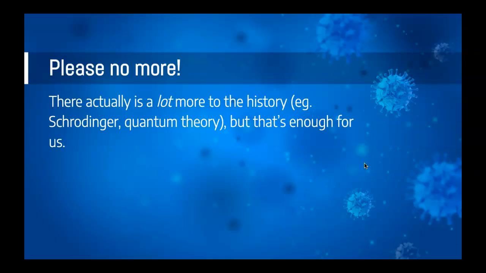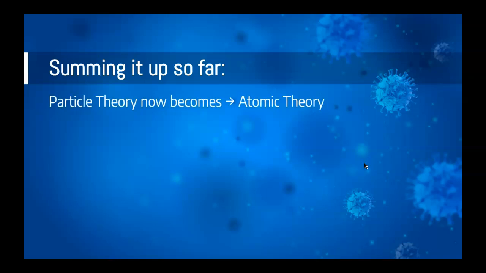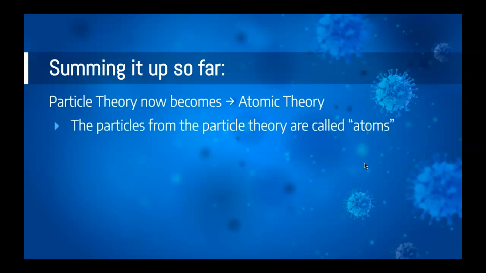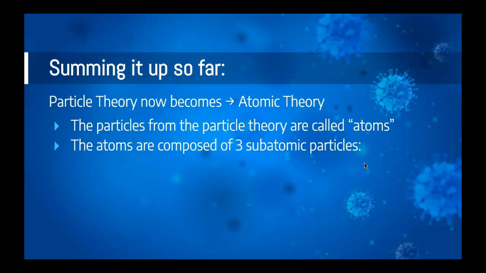Okay, so there actually is quite a bit more to the history of the atom, but we are going to stop at that point. We don't really need any more to do what we need for this course. All right. So summing it up so far, particle theory has now become the atomic theory. The particles from the particle theory we now call atoms instead of just generic particles. The atoms are composed of 3 subatomic particles.